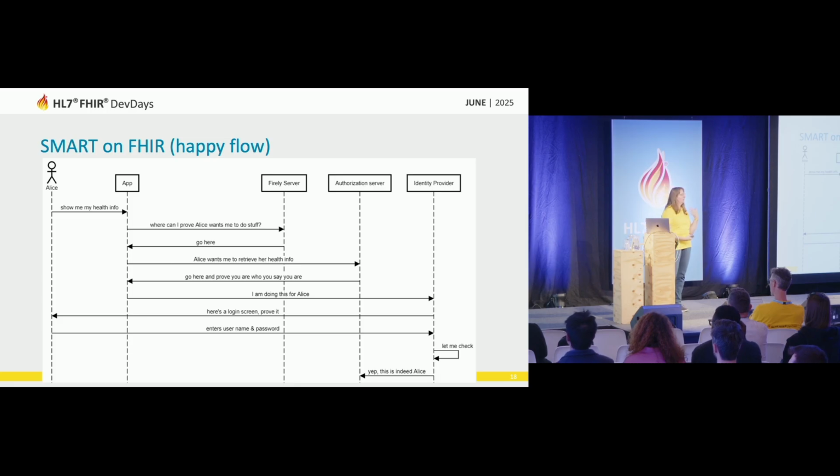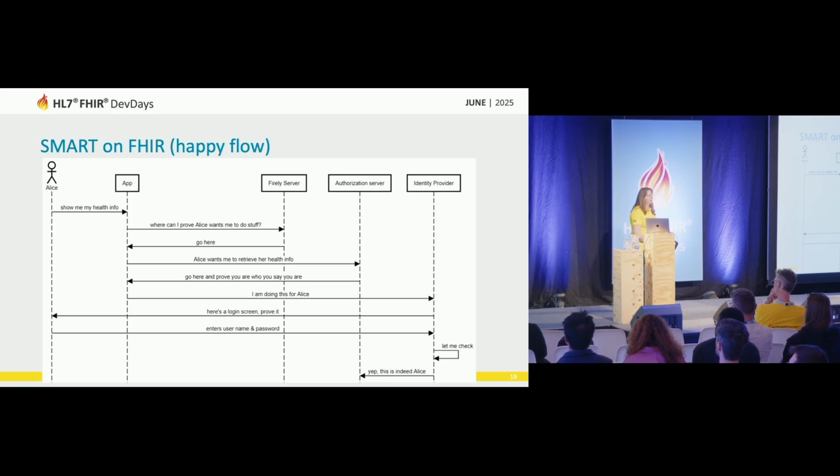Then the app needs to discover that the server is actually protected, and will ask, how can I get a token? How can I prove that Alice actually allows me to see data? So the server has that information, and can convey that to the app. And then the app says, oh, I now know where to get a token. Let's connect to that authorization server.